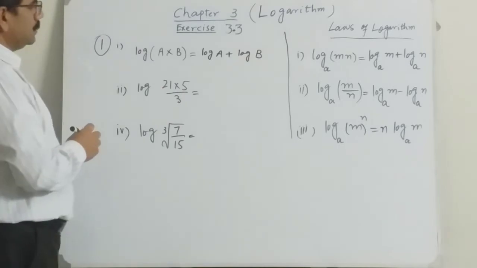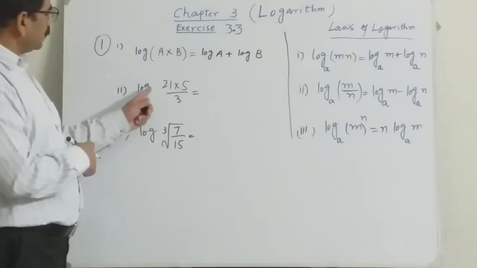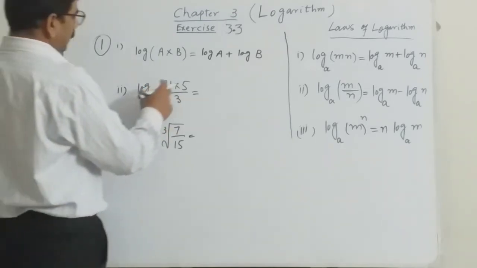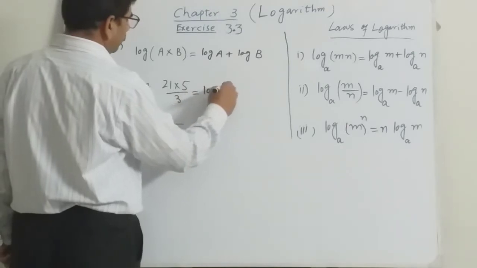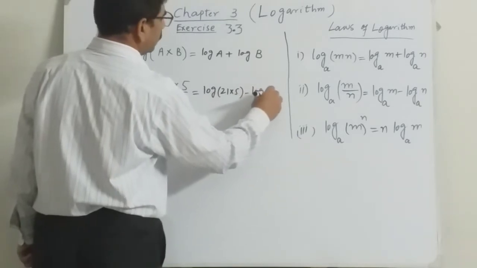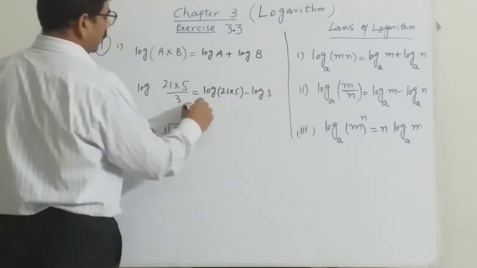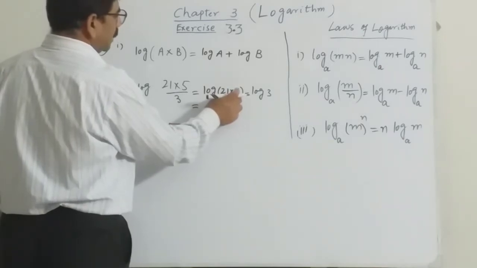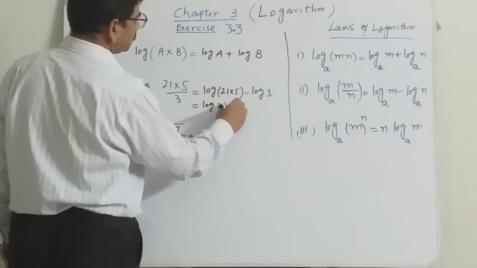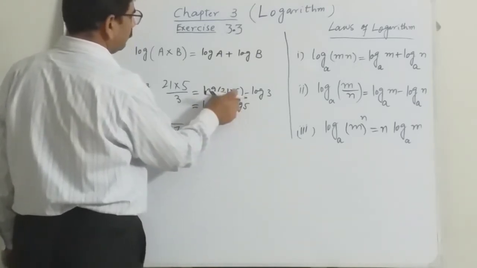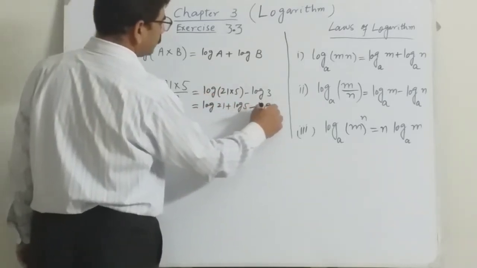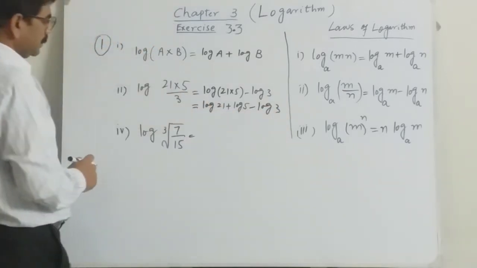And in second part, we have to express log of 21 multiplied by 5 over 3 into sum or difference. Then we can write it as log of numerator minus log of denominator according to the second law, and this will be further expanded according to first law, log of 21 plus log of 5, because log of product of two numbers will be equal to sum of the logarithms of those two numbers, minus log of 3. This will be the answer of second part.